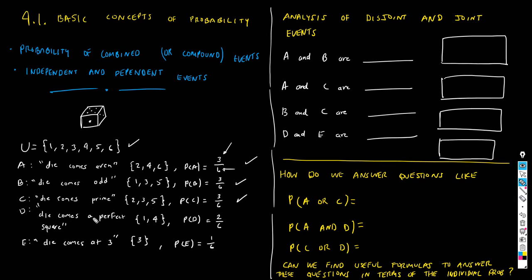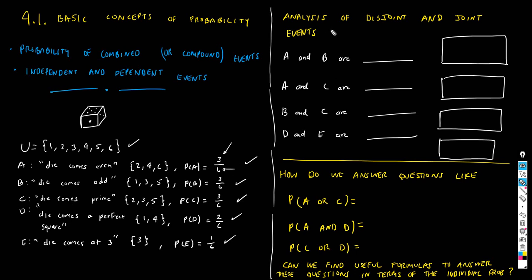Event D, the die comes a perfect square. What are the favorable outcomes? The number 1, because that's a perfect square, and the number 4. So what is the probability of D? 2 over 6. 2 favorable cases out of 6 possible ones. And event E, the die comes 3. This event is composed of just a singular outcome, and therefore the probability of E is just 1/6. Okay, perfect. So far so good. This is pretty much what we have done so far.